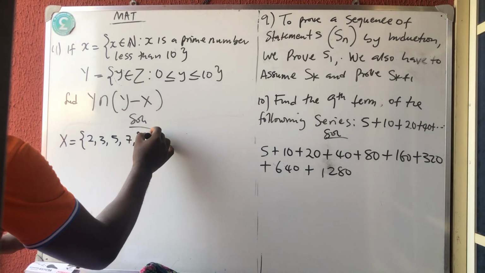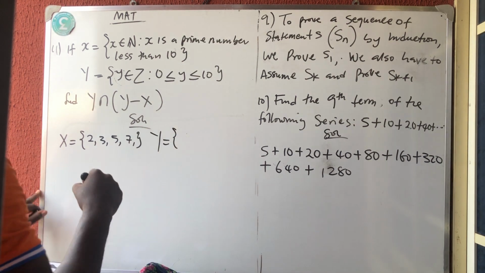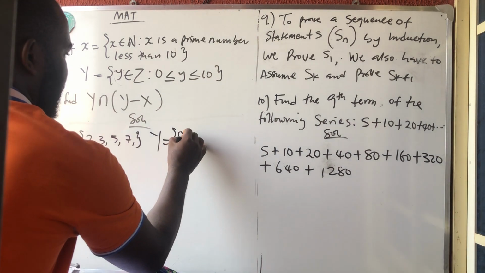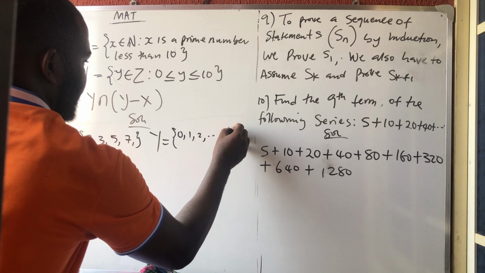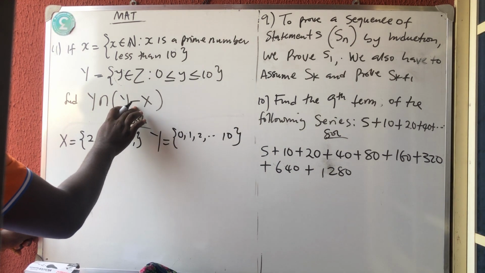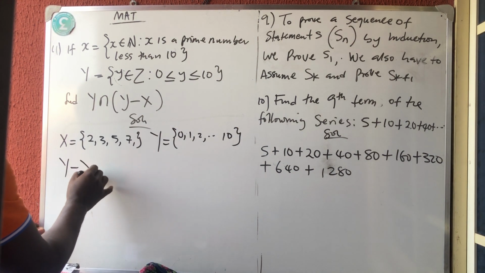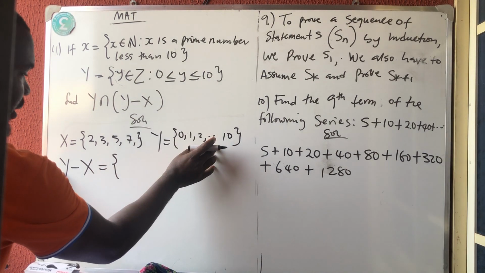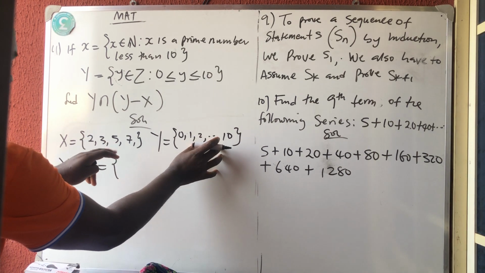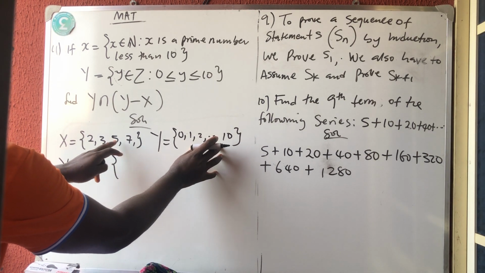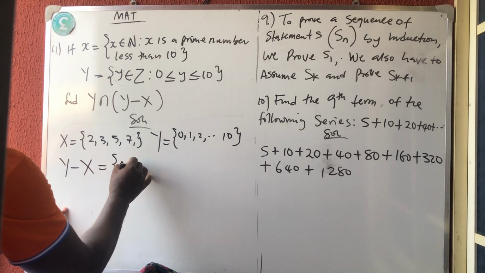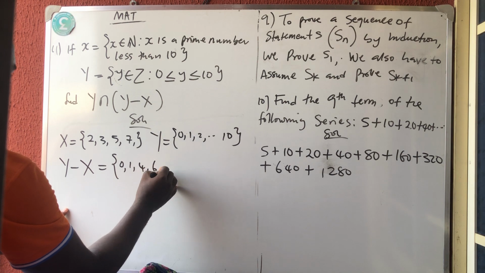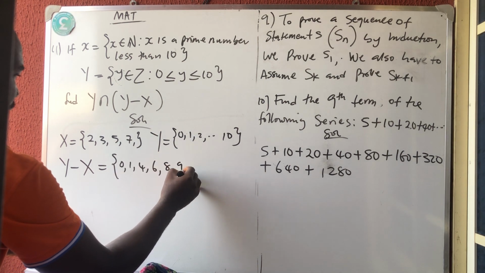I'm done with here. But for y, y said that y will start from 0 and end in 10 because of the equality sign. So I'm having 0, 1, 2, up to 10. Now, first of all, let's get y minus x. Y minus x is equal to the set of, from y, remove x, because they wrote y first. Remove x. So if I remove 2, 3, 5, and 7, I'm having 0, 1, 4, 6, 8, 9, and 10.